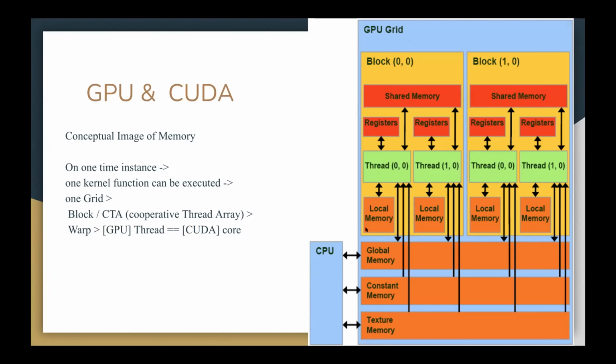Each block has its own registers and some local memories that can be accessed by the threads, and each block also has shared memories. But the global memory, constant memory, and texture memory are all shared within the grid, and sometimes shared with the CPU. So it's not just your program that can access that.